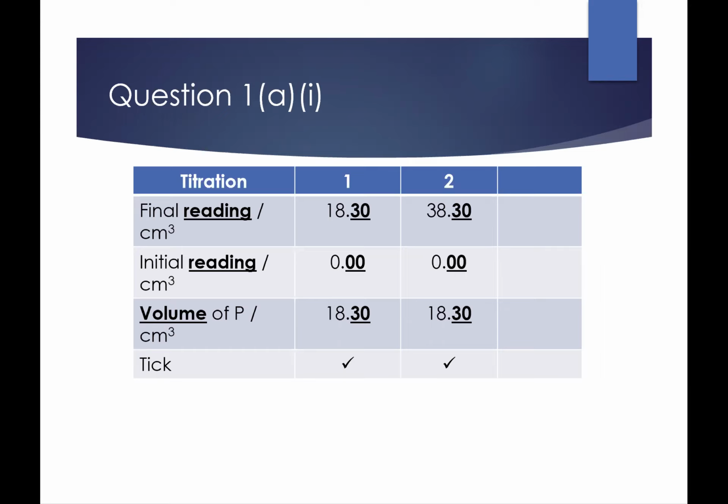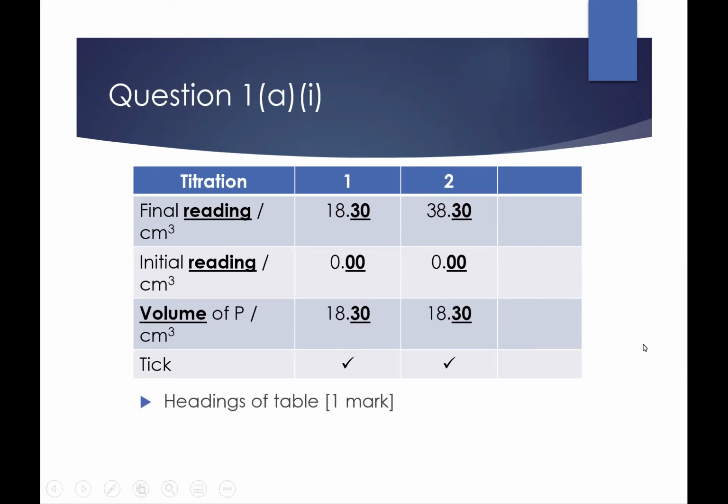In addition, the third row is called the volume of P. So I think the common mistake is that students write final volume, initial volume, instead of final reading and initial reading. So these words must be used correctly. Now, another thing to take note of will be the decimal places. Now, for all your values in the table, they should be written to 2 decimal places. So that is something that you need to take note of.